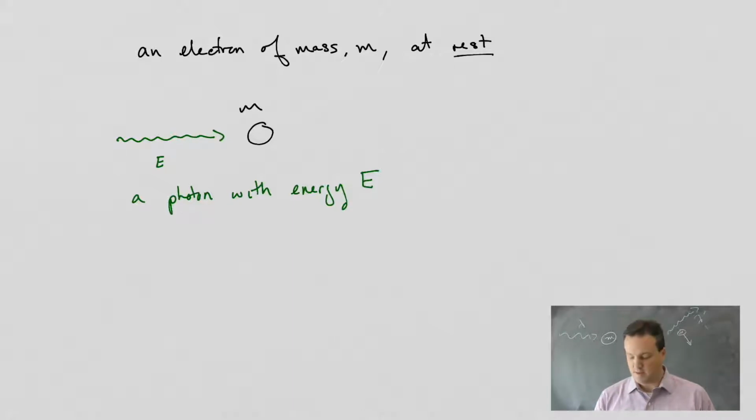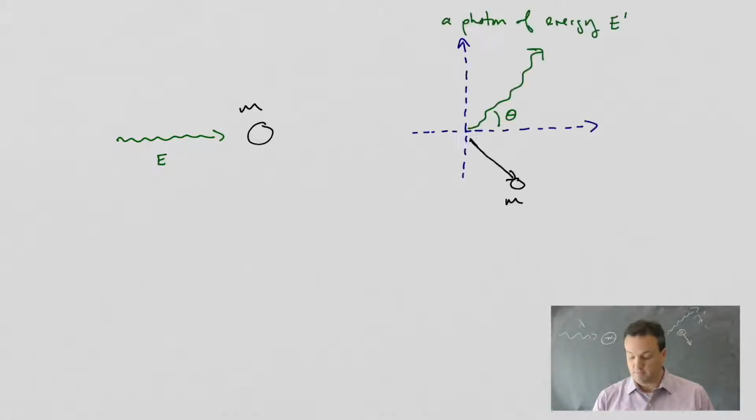Now, when that photon interacts with that electron, it's going to deposit some momentum and energy into that electron, right? There's going to be a collision. And so the final state of the system is going to be an electron that's recoiling, heading off in some direction, and a photon that's also heading off in some new direction.